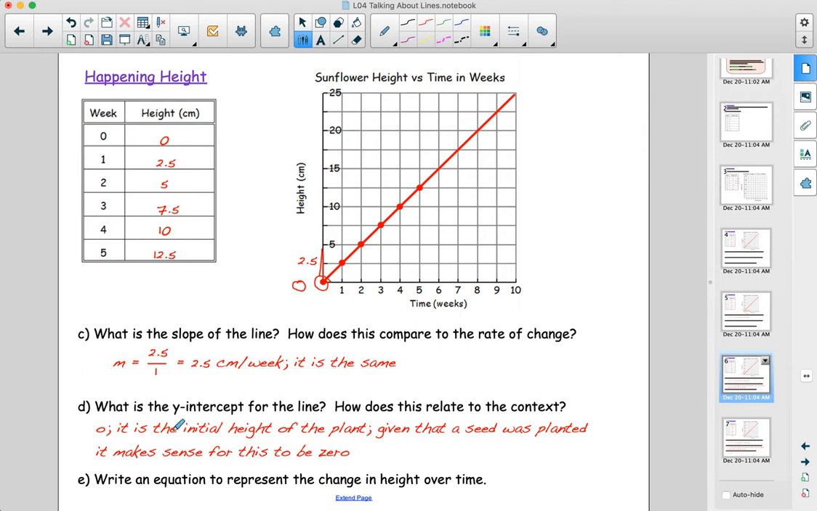So the y-intercept is 0, and it is the initial height of the plant. Now, given that this was a seed, it makes sense for the initial height to be 0 because the plant hasn't even grown yet. All right, now testing what you remember.